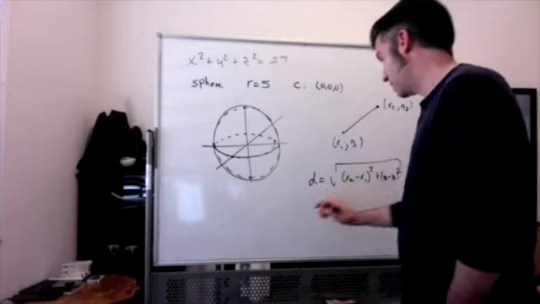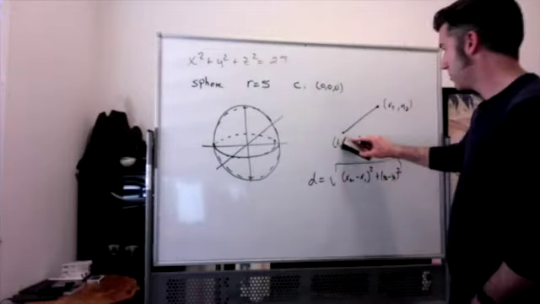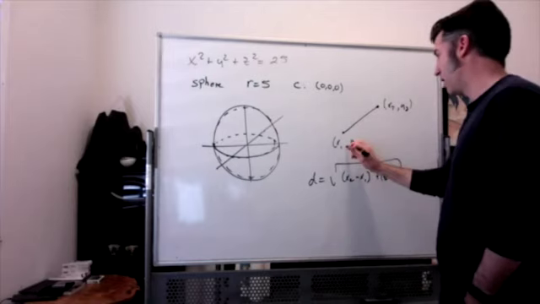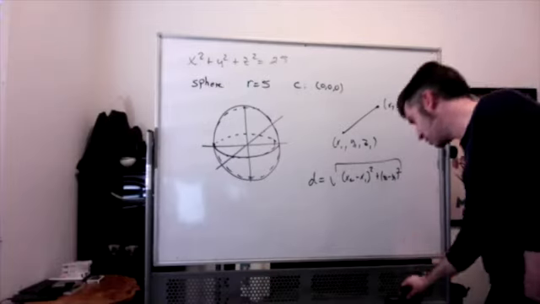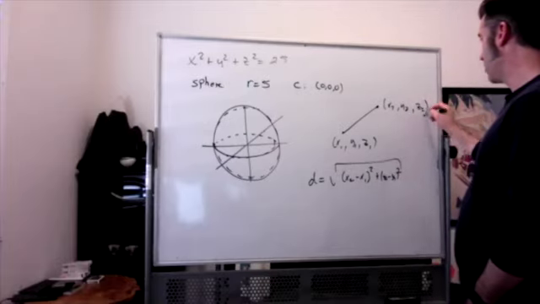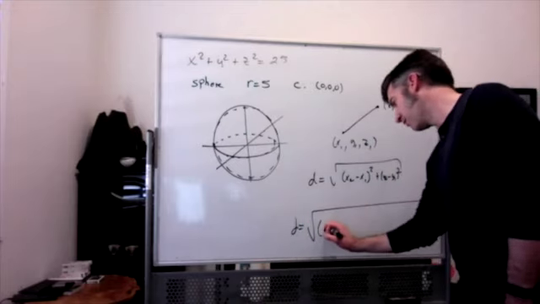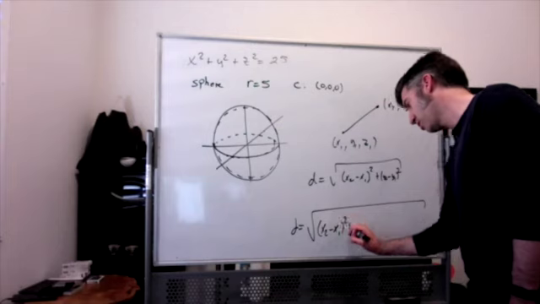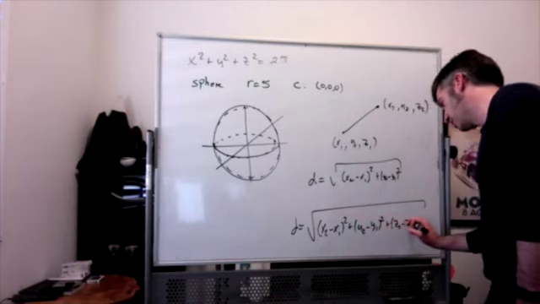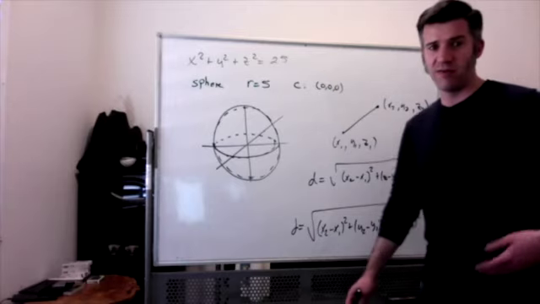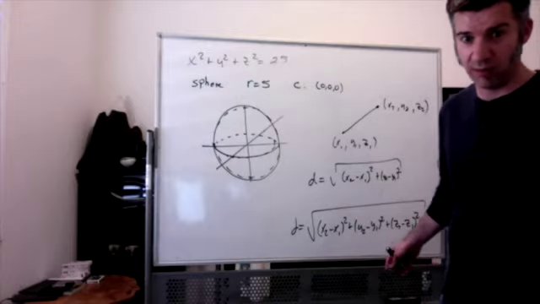In 3 dimensions, if you've got a point (x1, y1, z1) and (x2, y2, z2), then the distance is the square root of (x2 minus x1) squared plus (y2 minus y1) squared plus (z2 minus z1) squared. So it's very analogous to the original distance formula. You're just adding on a third term.